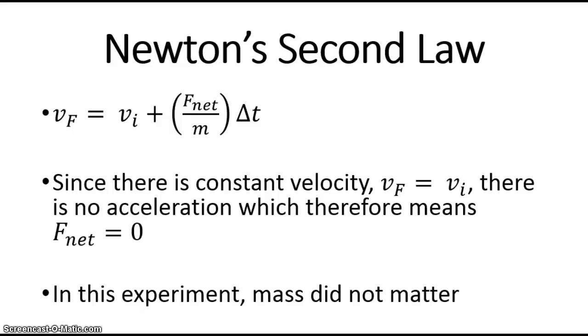Another derivation of Newton's second law is the momentum principle, which is Vf equals Vi plus Fnet over m times delta t, which is also derived from delta P equals m delta V. Since there is constant velocity in the experiment, there is no acceleration, defined as a change in velocity, while velocity is defined as a change in position. In this experiment, mass did not play a vital role since Fnet equals 0, so the entire value in the parentheses would be equal to 0 and be cancelled out.